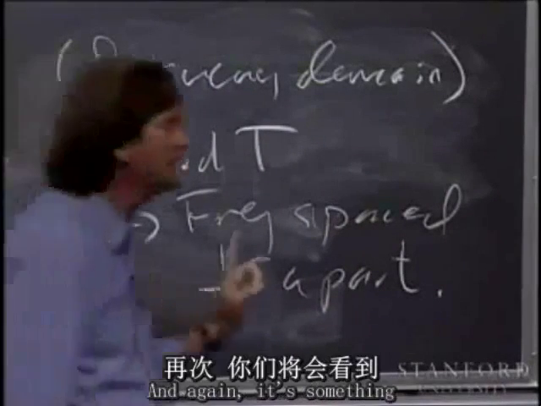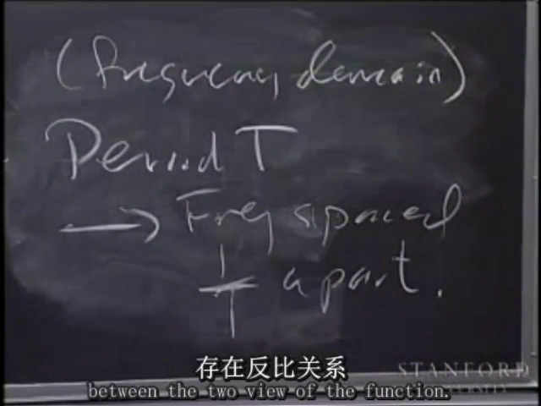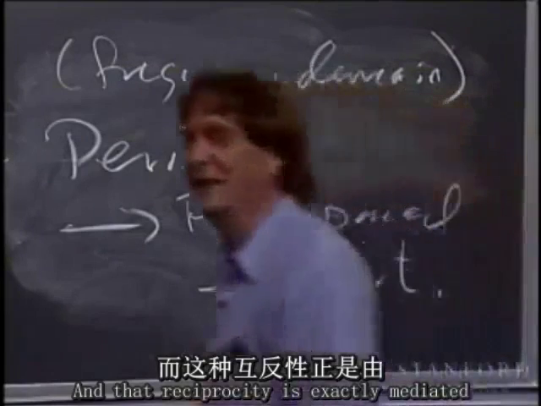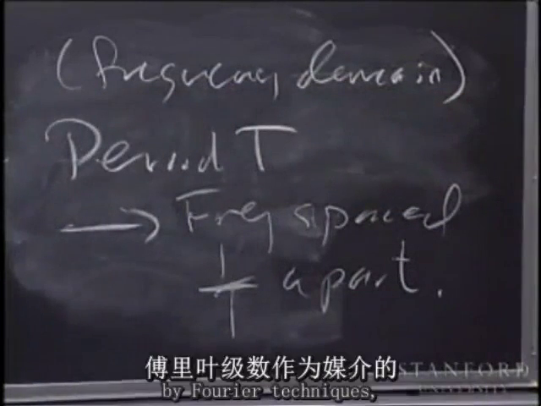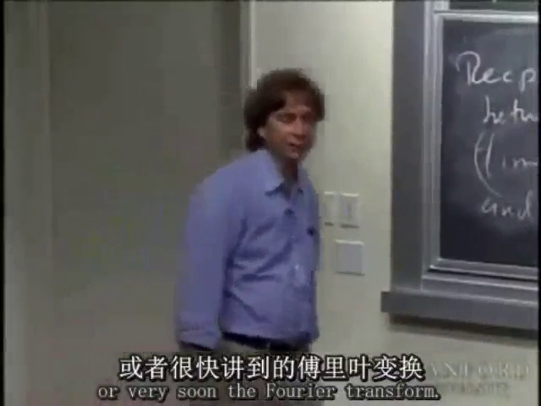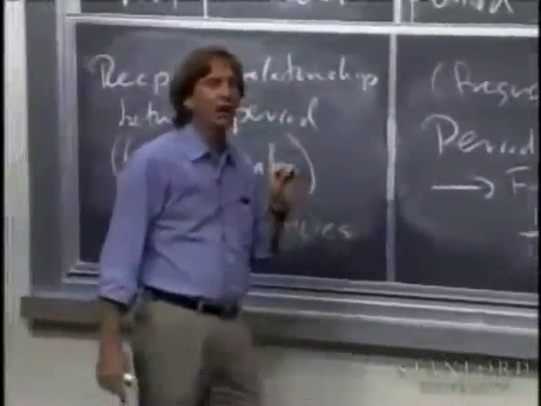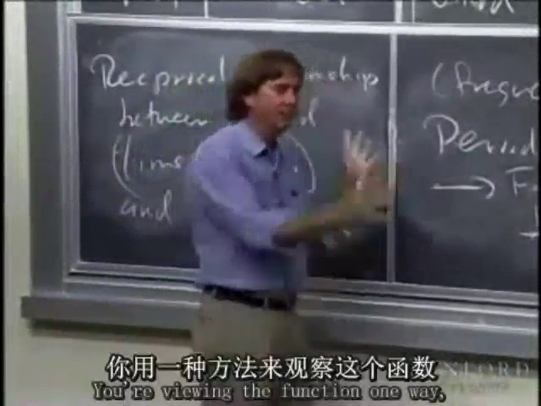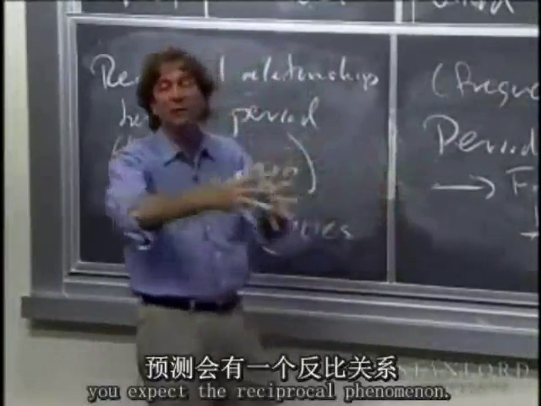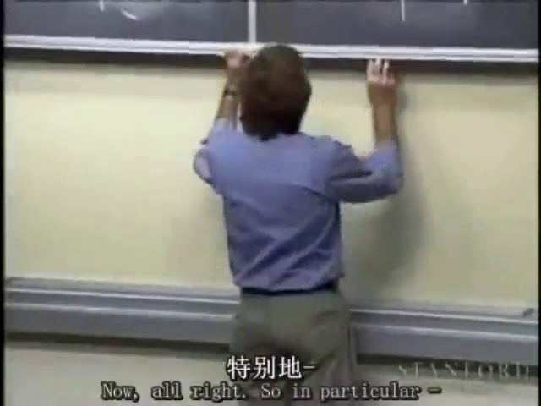the two domains. And again, it's just something you're going to see throughout this course, a reciprocal relationship between the two views of the function. All right? And that reciprocity is exactly mediated by Fourier techniques, Fourier series in this case, or very soon, the Fourier transform. But it's the sort of intuition you have to start to develop. You're viewing the function one way, you expect certain things. You view the function in the other domain, you expect the reciprocal phenomenon.